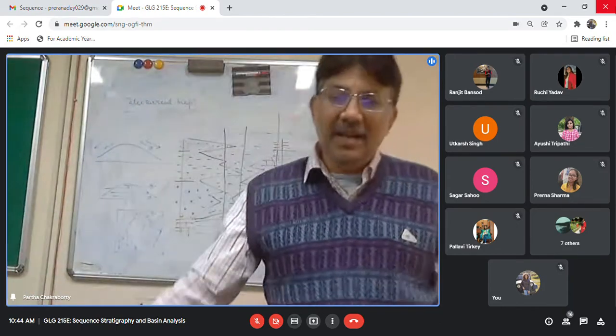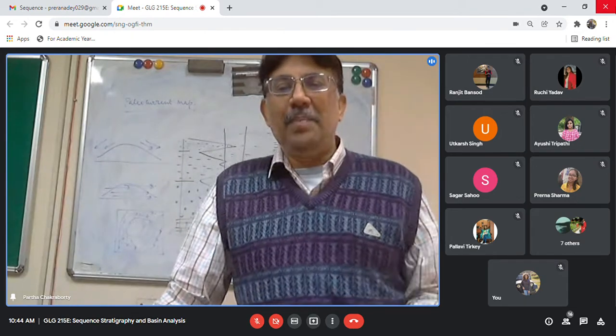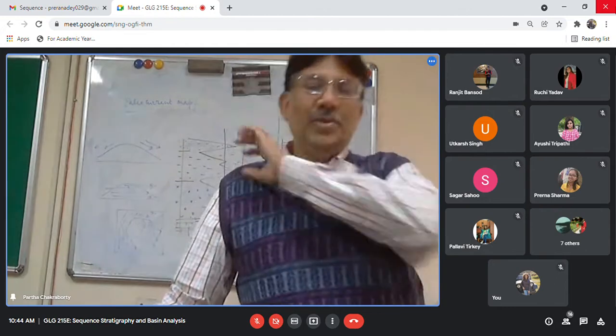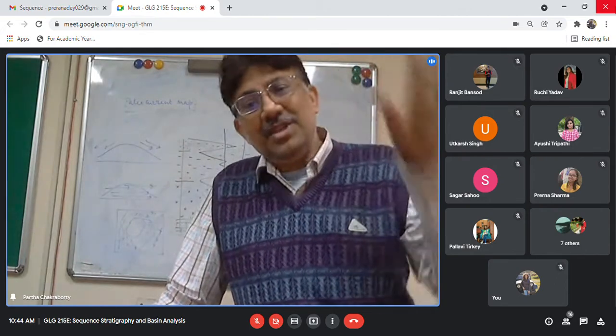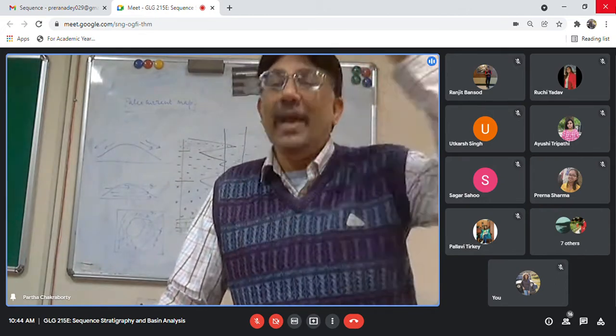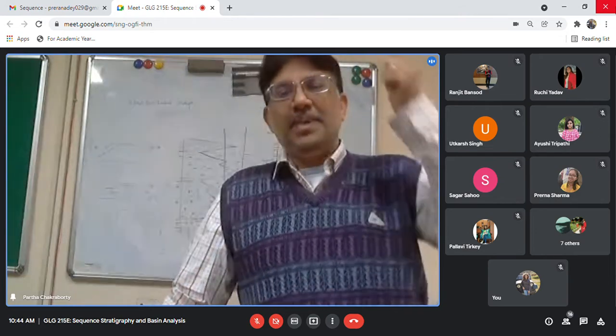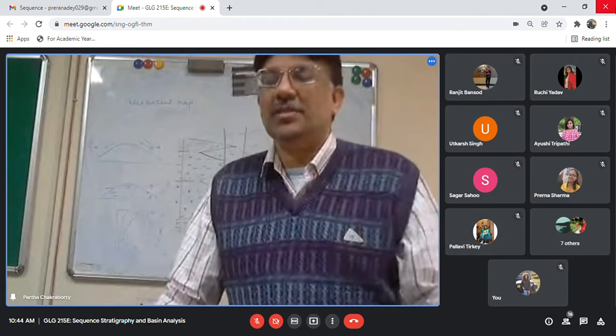So it is either a basement high which is controlling the dispersal pattern, or a subsequent deformation and anticlinal high which has no relation with the paleocurrent. This helps us identify when the high was formed, whether it controlled the dispersal pattern or whether it does not control the dispersal pattern.